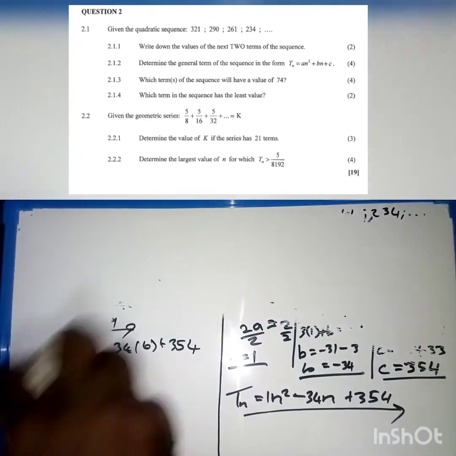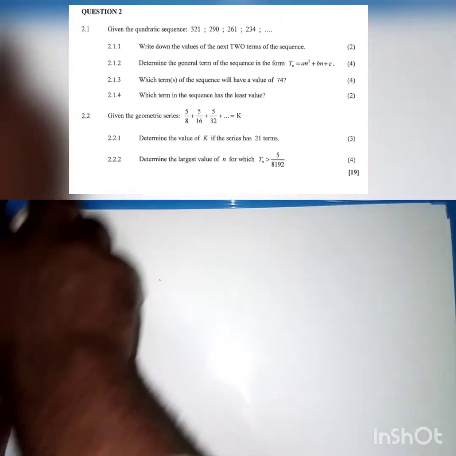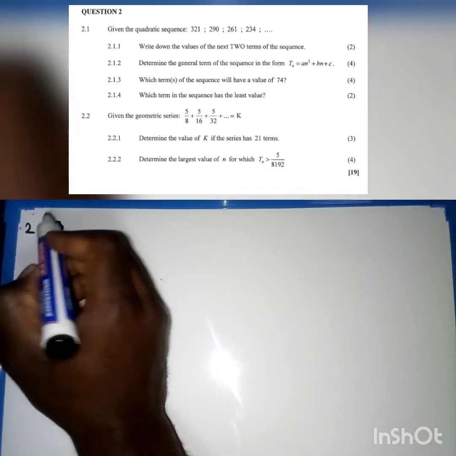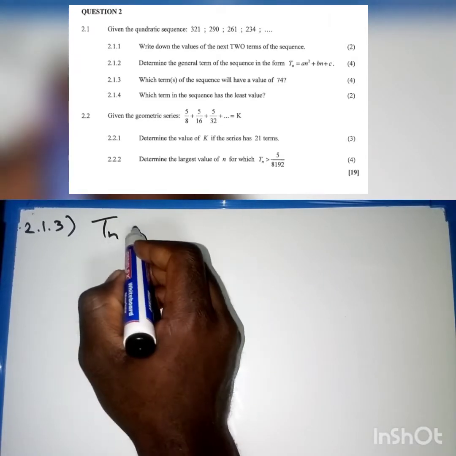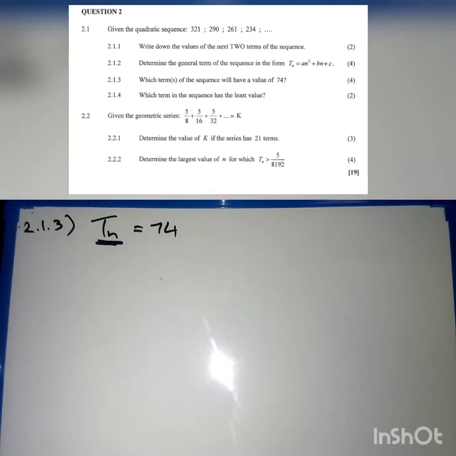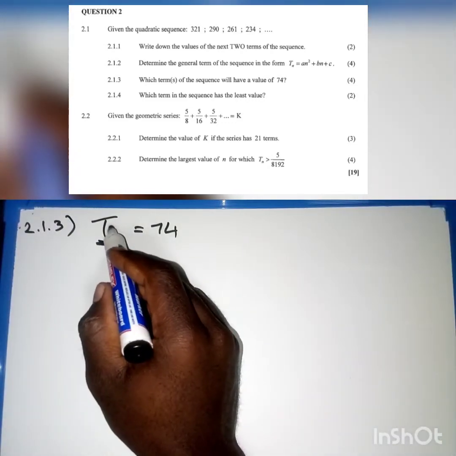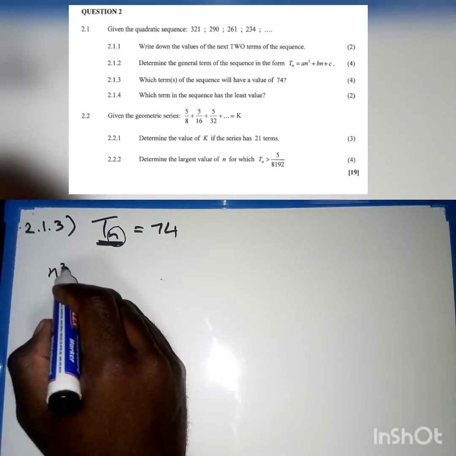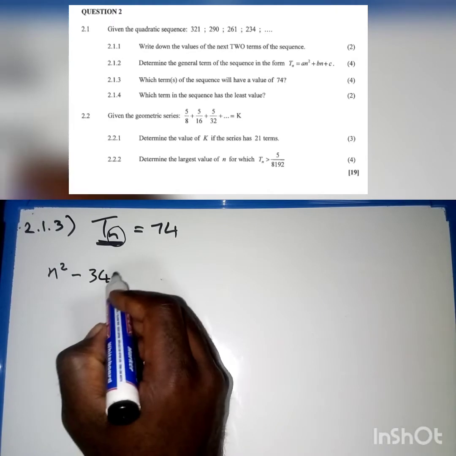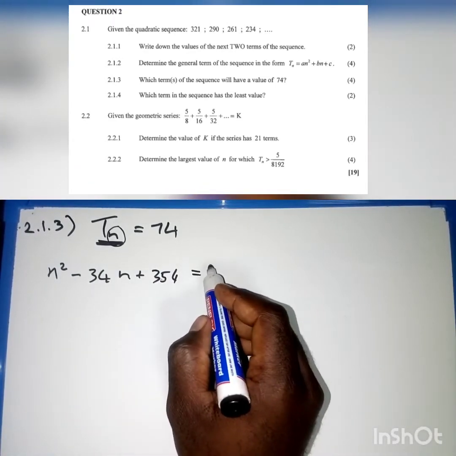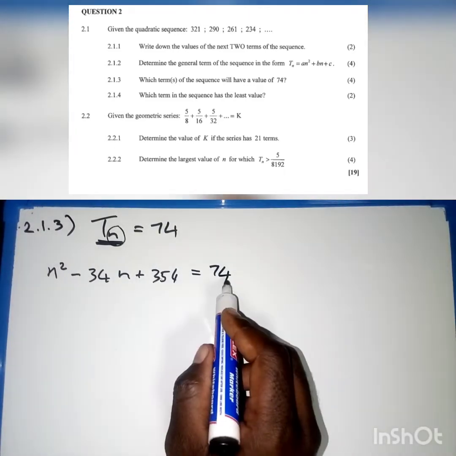So now we're going to do 2.1.3. They are asking which term of the sequence will have a value of 74. So they want to know if Tn is equal to 74, what term is this? Which means you have to look for the n. So we already know that Tn is n squared minus 34n plus 354, and we'll say this is equal to 74. So now we're going to solve for n.